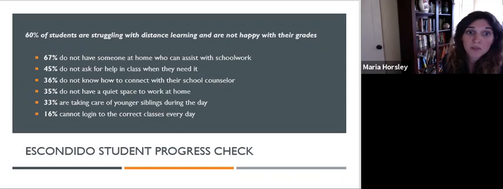A majority of students don't have someone at home who can assist with schoolwork. Many don't ask for help in class when they need it. 36% said that they were not asked for help. Many do not know how to connect with their school counselor or have a quiet space at home to complete their work. Many have competing home responsibilities, such as care of younger siblings. Additionally, poor connectivity still hinders attempts to engage online. Next slide.